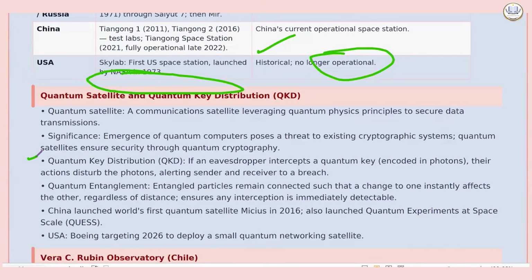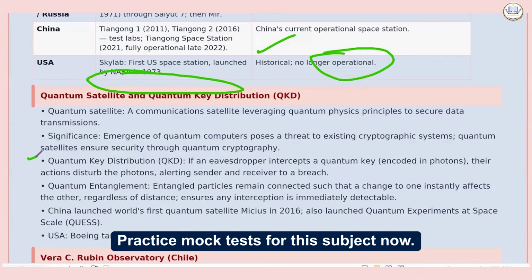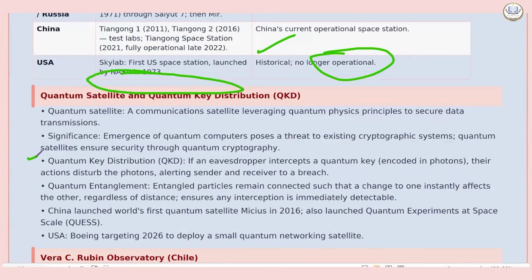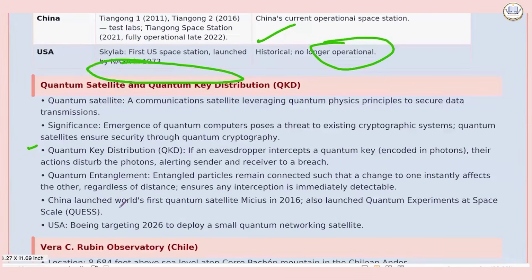And quantum entanglement, we had already discussed it in that lecture. So quickly discuss this. Entangled particles remain connected such that a change to one instantly affects the other, regardless of distance, ensures any interception is immediately detectable. China launched world's first quantum satellite, Micius, in 2016. Also launched quantum experiments at space scales. USA Boeing targeting 2026 to deploy a small quantum networking satellite.